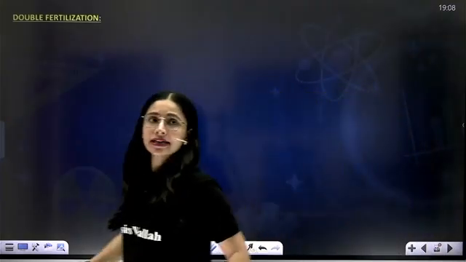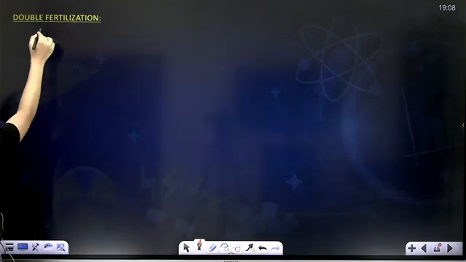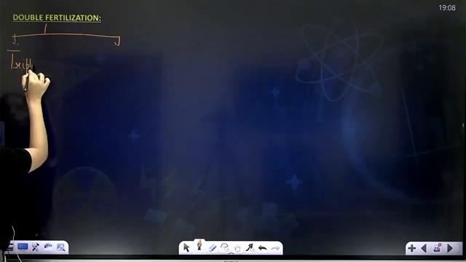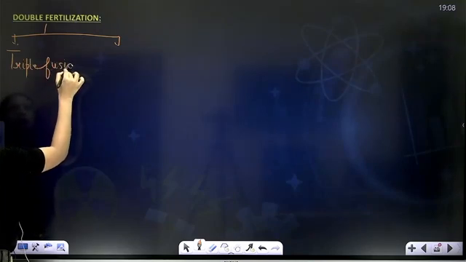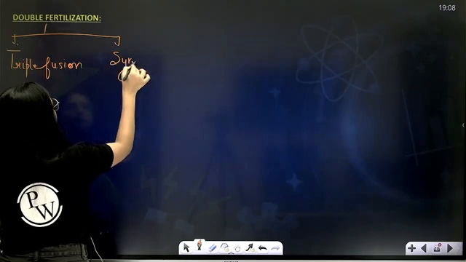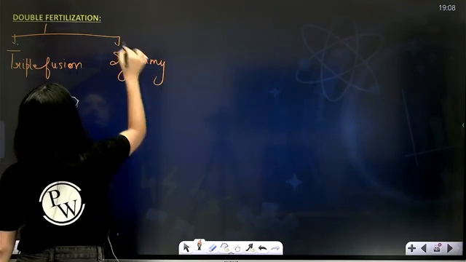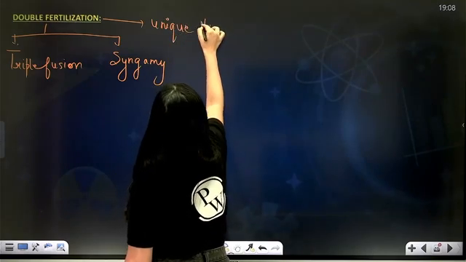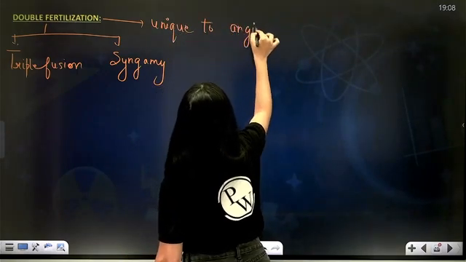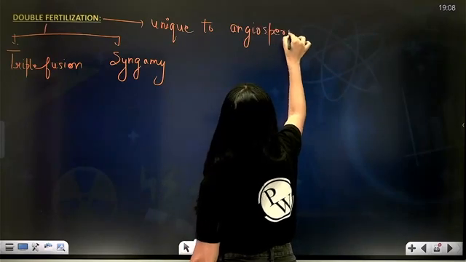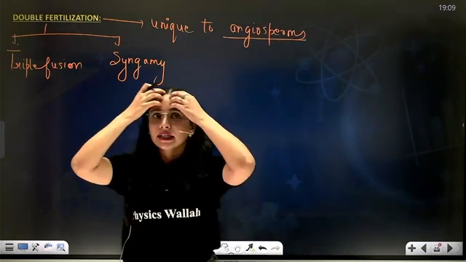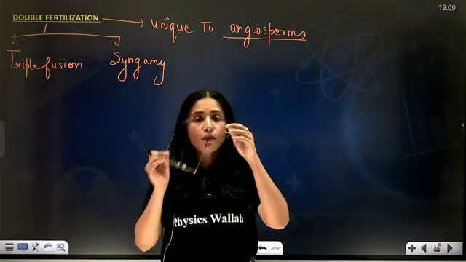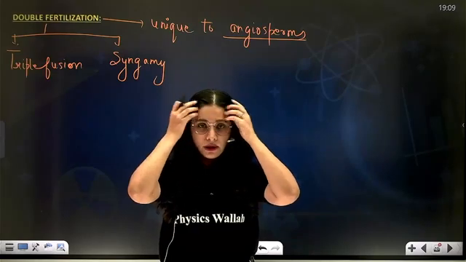Okay, double fertilization. So what is double fertilization? Basically, two events together: triple fusion and syngamy. This is unique to angiosperms. No other plant group in the plant kingdom shows double fertilization. It is the most advanced feature, seen in the most evolved group of plants, that is angiosperms.